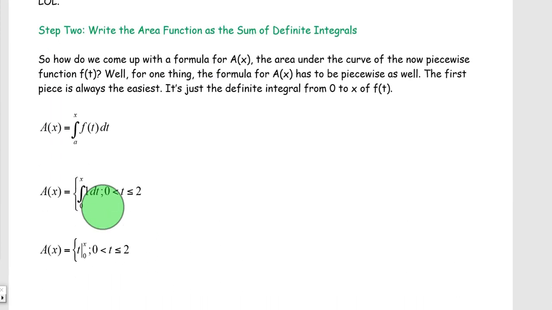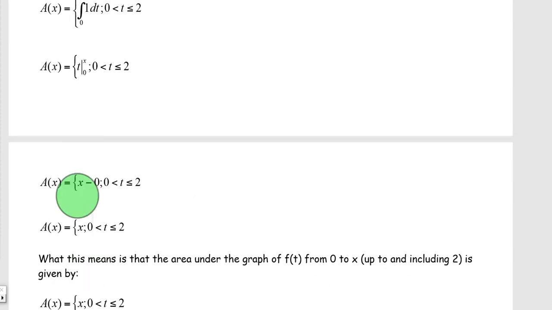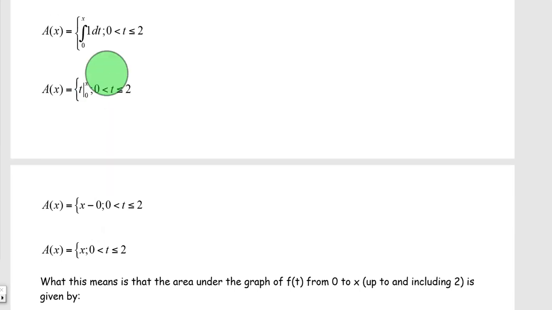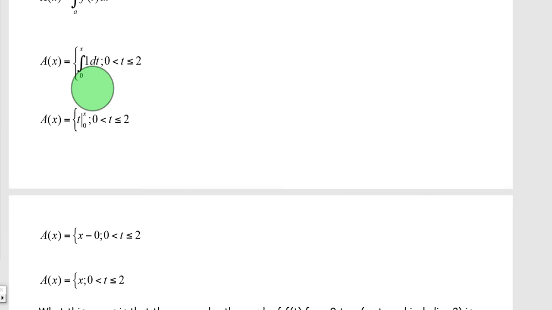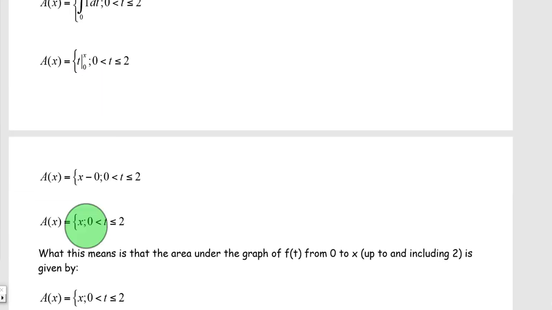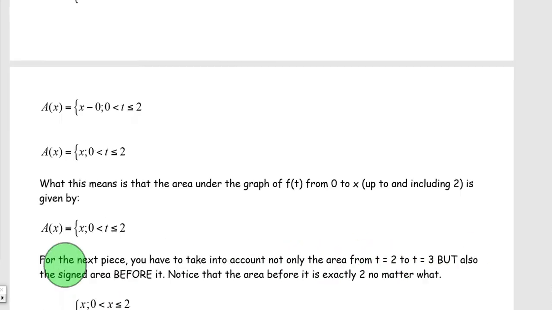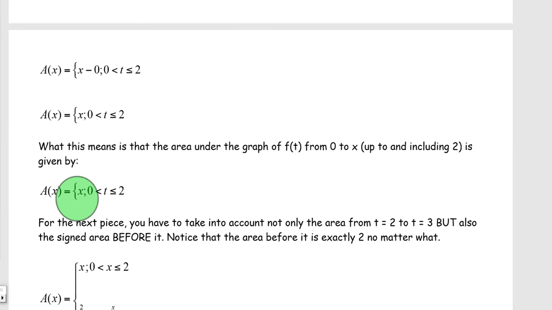So to determine the formula for that, just take the integral from 0 to x of 1, that first piece that kind of goes like this. And we get what? We get x back, right? Because when we plug in x into our integral, we just get x back, and then we plug in 0, we get 0 back. So the formula is x from 0 to 2 for A of x. What this means is that the area of the graph of f of t from 0 to x, up to and including 2, is given by A of x equals x from 0 to 2.